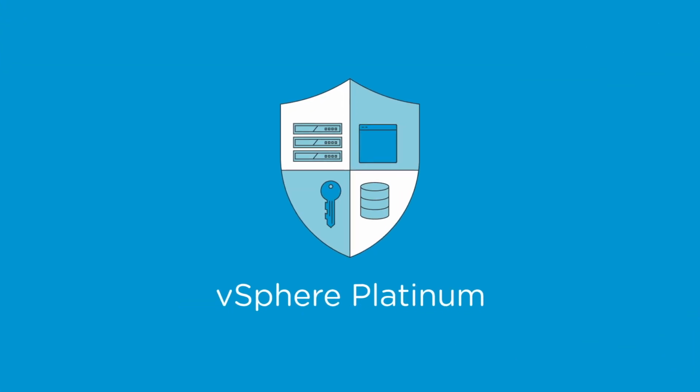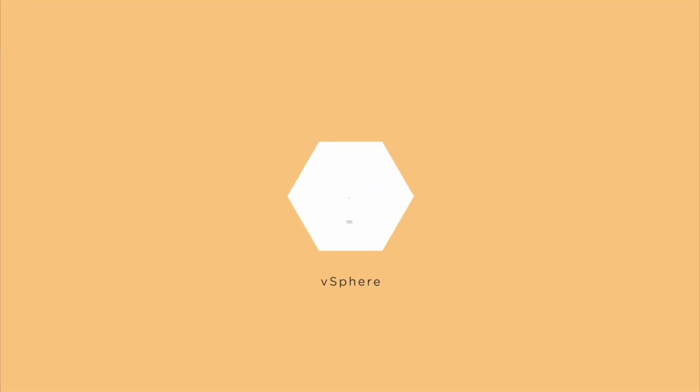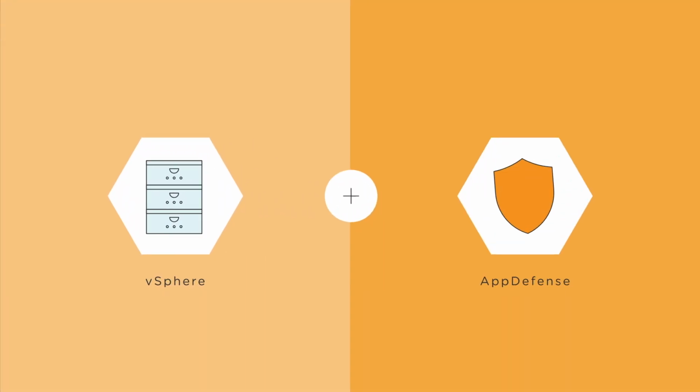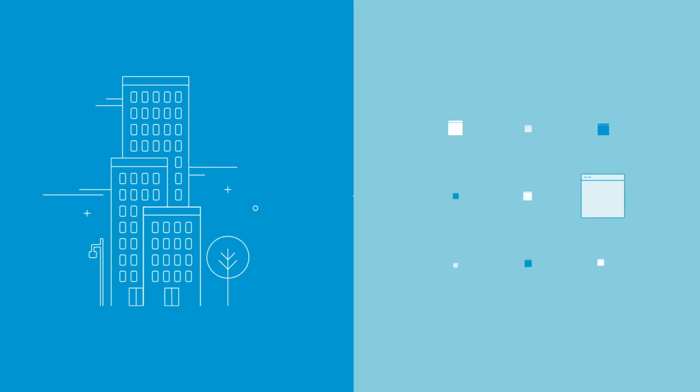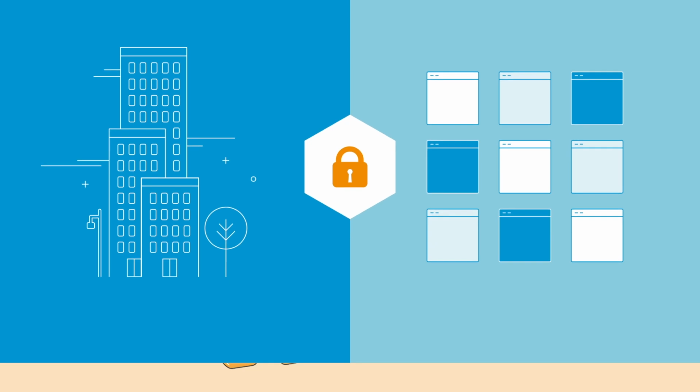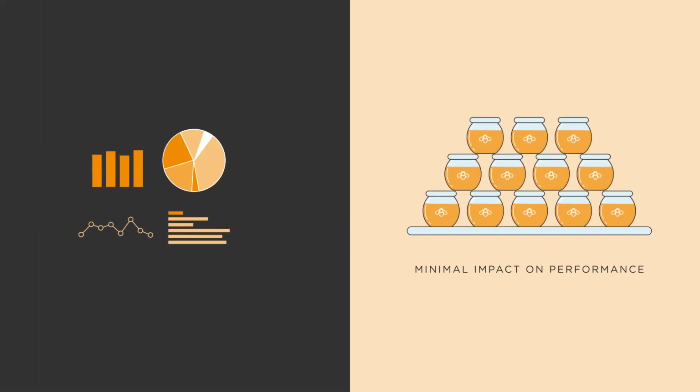Introducing vSphere Platinum. vSphere Platinum integrates the power of vSphere with VMware AppDefense for a purpose-built solution that secures infrastructure and applications in an operationally simple way with minimal impact on performance.